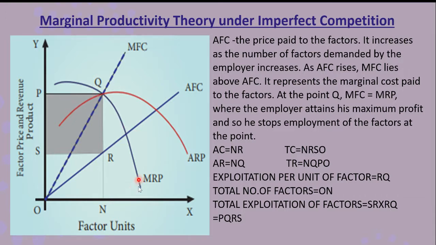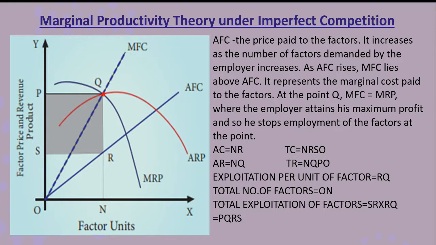The blue line is the MRP curve, red is ARP, and this dotted line is MFC. Q is called the equilibrium, where the blue MRP curve cuts the dotted blue MFC curve. Q is the place where MFC and MRP are equal. This is the point of equilibrium.